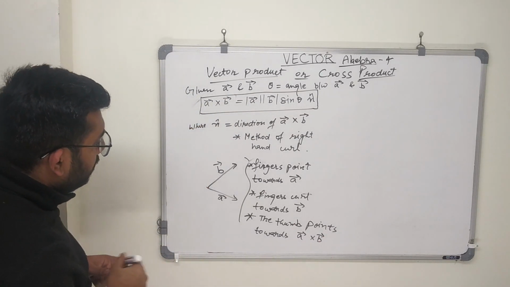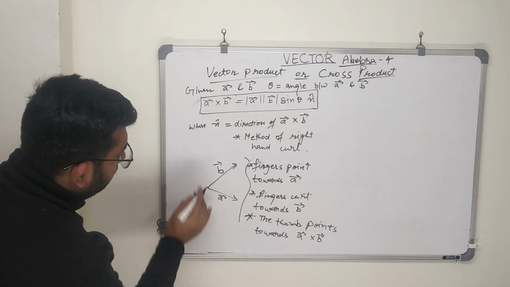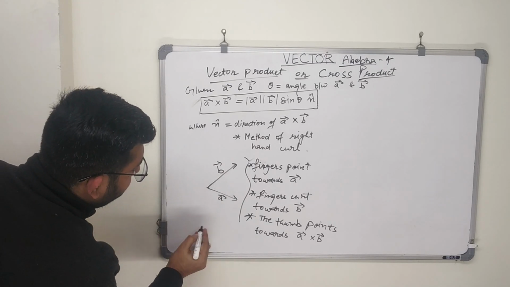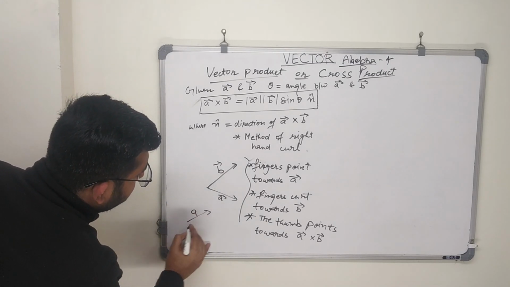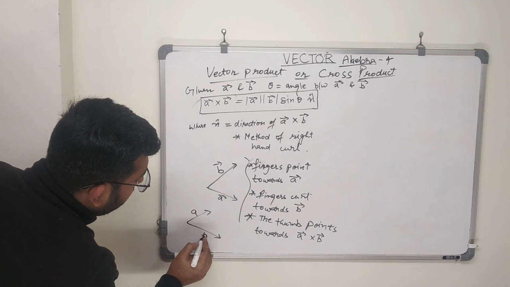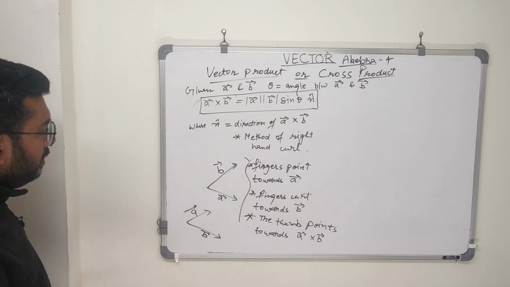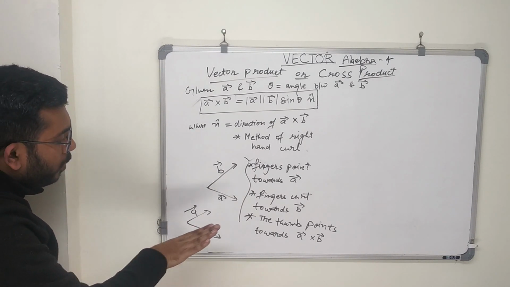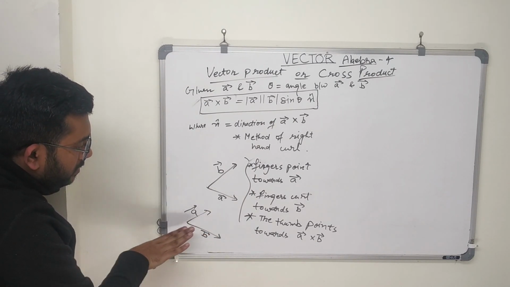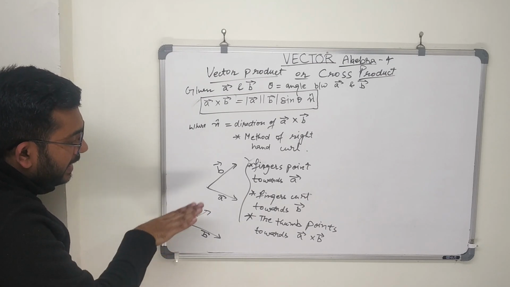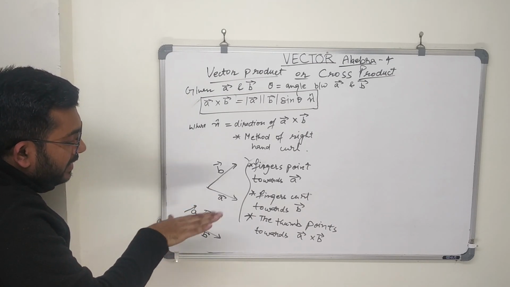मान के चलिए similarly अगर हम B वेक्टर की पोजीशन को चेंज कर दें, suppose that this is the A vector and this is the B vector. Now we are finding the direction of A vector cross B vector. So first we are going to point our fingers towards the A vector, in the direction of A vector, and curl them in the direction of B vector.